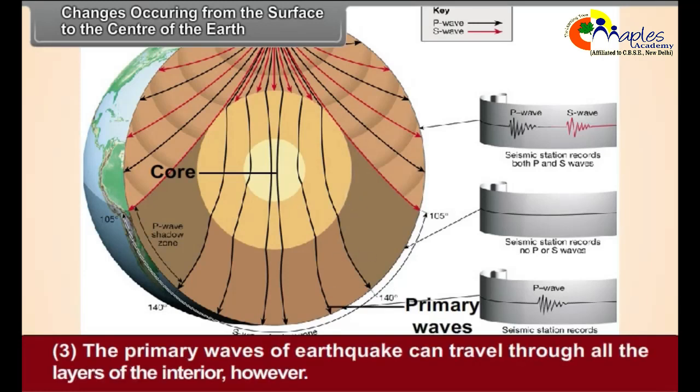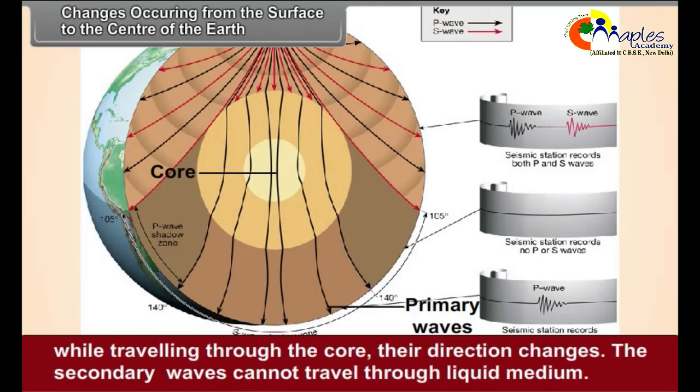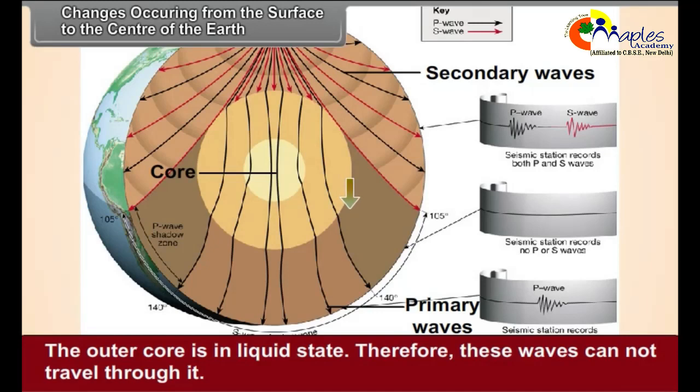Number 3. The primary waves of earthquake can travel through all the layers of the interior. However, while traveling through the core, their direction changes. The secondary waves cannot travel through liquid medium. The outer core is in liquid state. Therefore, these waves cannot travel through it.